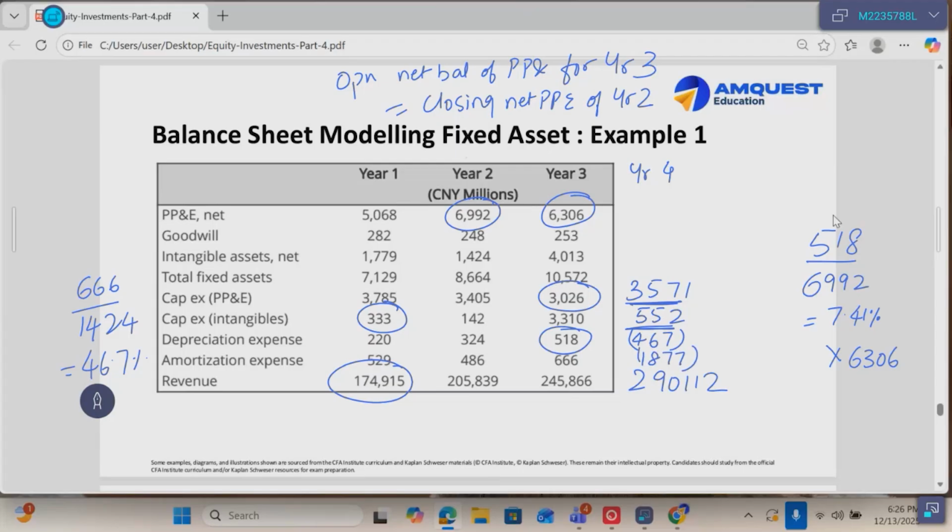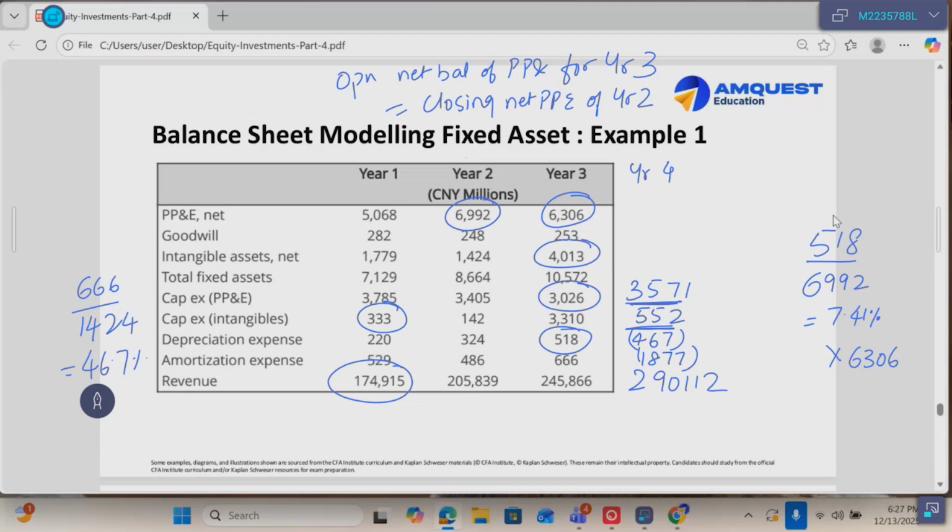Now slightly it's difficult because I have to switch between two slides to see the question and the answer. So intangible amortization, again we have got the rate. The rate is charged on the opening balance. Opening balance for year 4 will be closing balance for year 3. So closing balance for year 3 was 401. So we will charge 47% of this. So let's see what next adjustment we have.